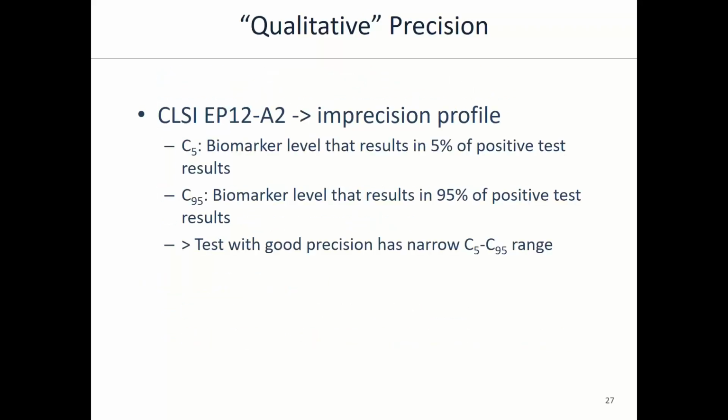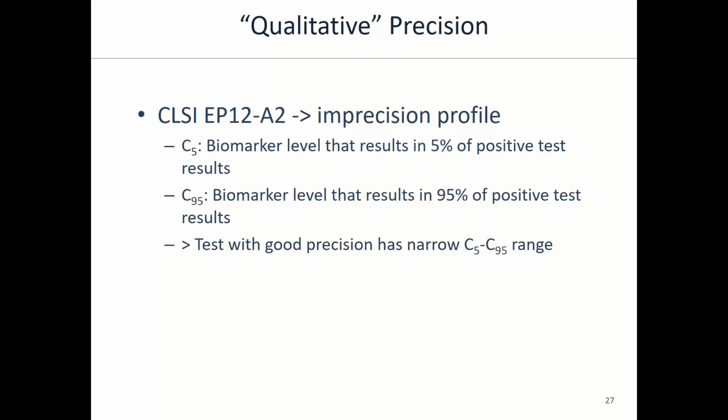And that's the reason why this qualitative precision, as I would call it, has to follow different guidelines and different rules for analytical validation. In the CLSI guideline, there's the concept of an imprecision profile, and you will be asked, for your test, to define what is the C5 and the C95 interval.